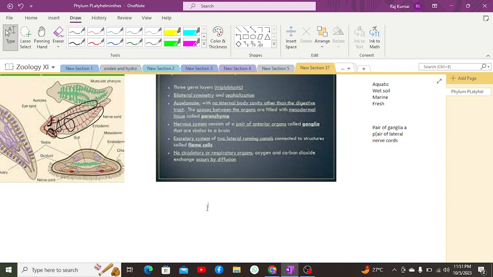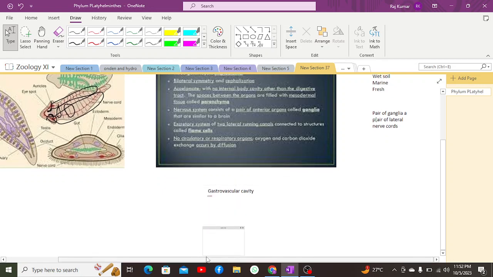And from the evolutionary point of view, they evolved from Cnidarians, due to the fact that they have a gastrovascular cavity, the same cavity which was present in the Cnidarians. So they have a gastrovascular cavity. Apart from which, a few things I would like to discuss here.